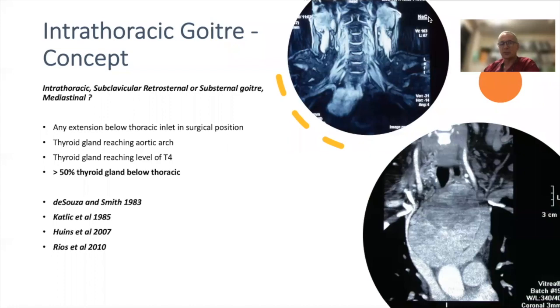Any extension below the thoracic inlet in a surgical position, the thyroid gland reaching the aortic arch, the thyroid gland reaching the level of the T4 vertebra. But at the end of the day, the most accepted concept, which basically started in the 80s with Katlic and others, is that at least 50% of the thyroid gland is below the thoracic inlet.